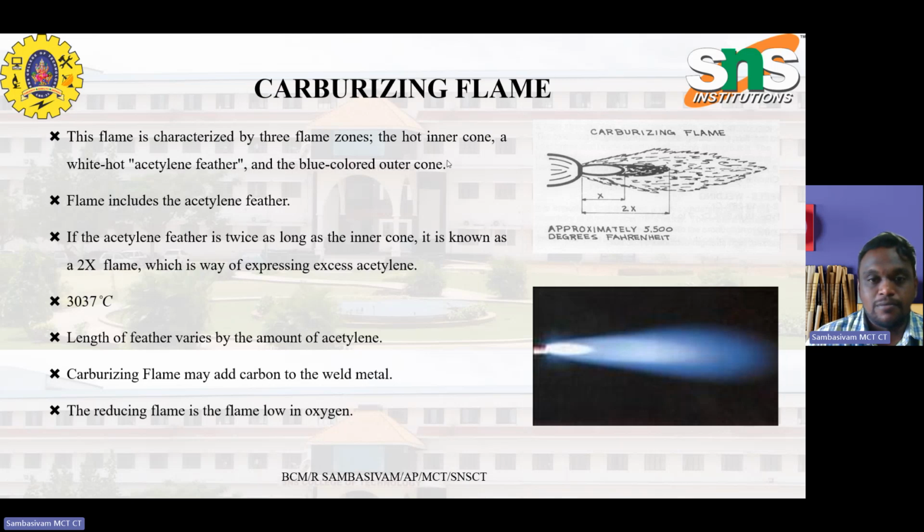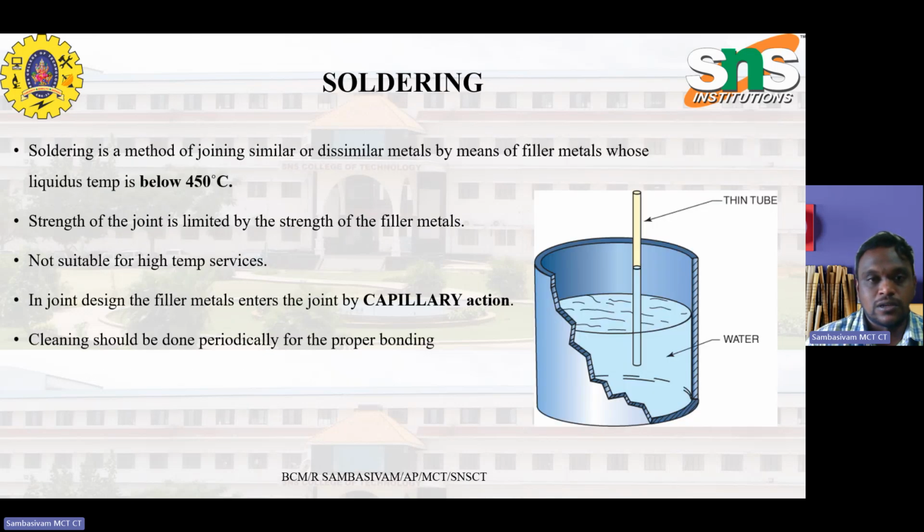Then the carburizing flame. This flame is characterized by three flame zones: the hot inner core, a white acetylene feather, and a blue outer envelope. If the acetylene feather is twice as long as the inner core, it is known as a 2X flame, which is a way of expressing excess acetylene. 3,037 degrees Celsius is the heat capacity. The length of the feather varies with the amount of acetylene. A carburizing flame may add carbon to the weld metal. It is also called a reducing flame.